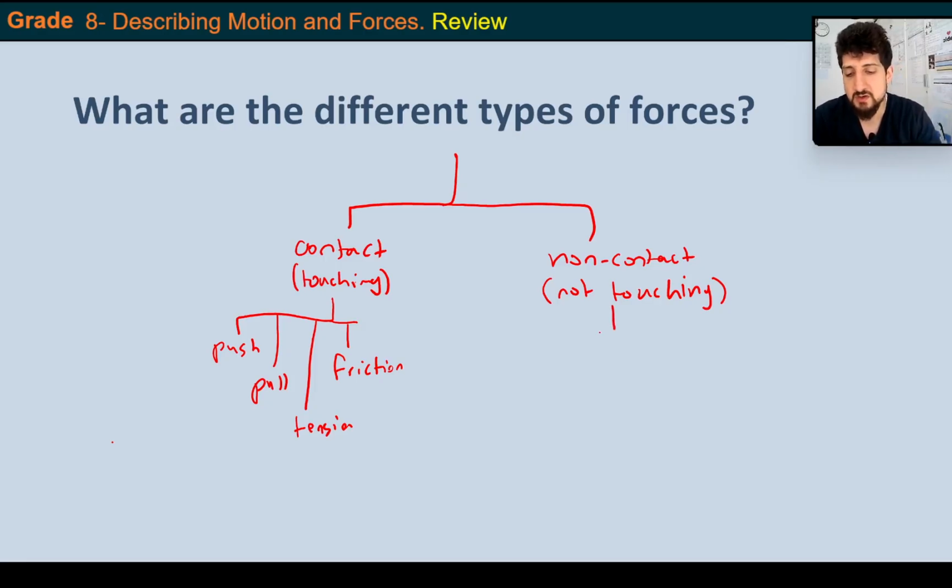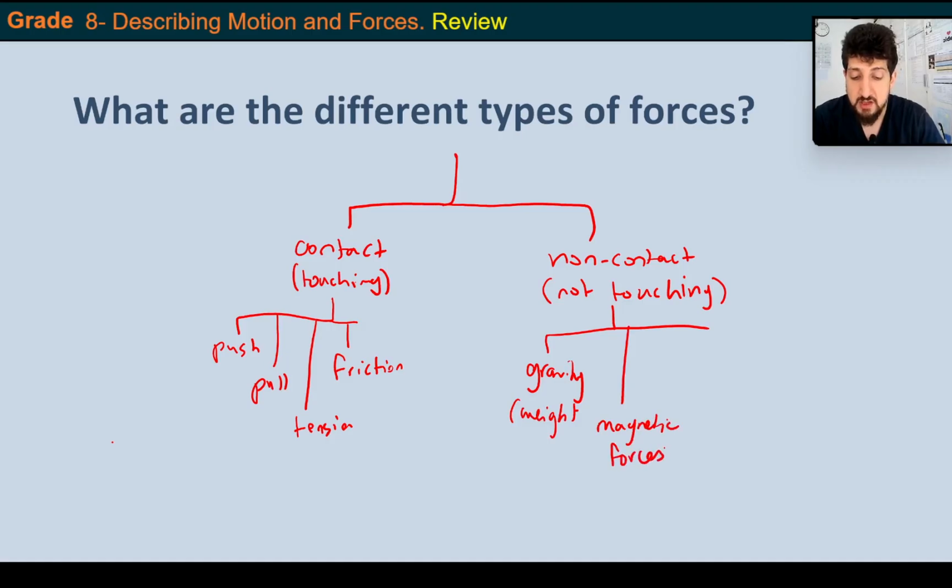Non-contact forces. We've got examples like gravity, what I like to call weight. Weight is an example of a non-contact force, so gravity or weight. We've got magnetic forces, so magnetic attraction. Not necessarily attraction, also repulsion. So if I have north and north, then they repel each other. North and south, they attract each other. And finally, electrostatic forces as well.